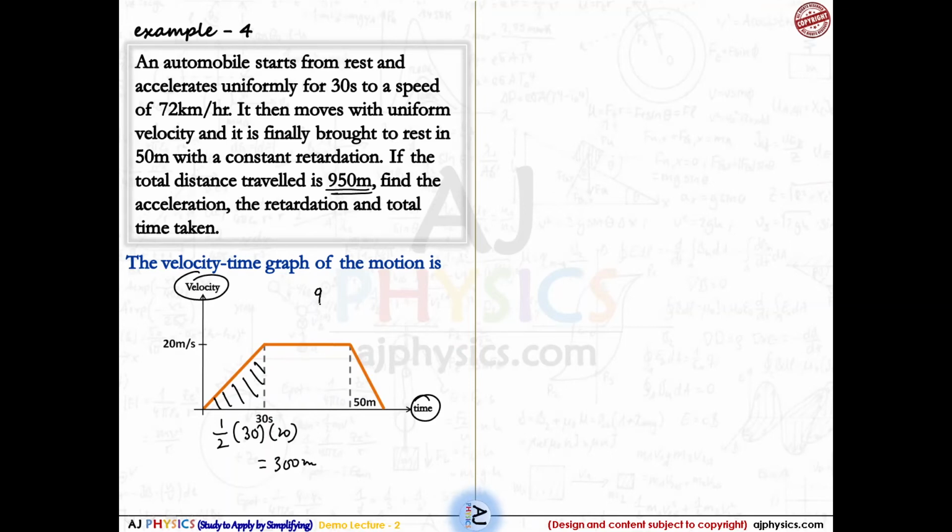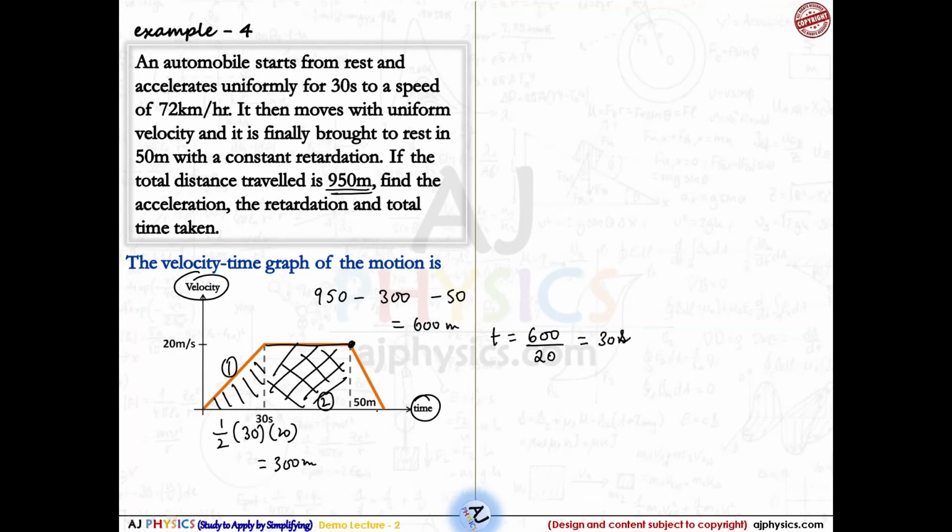So this will be like 950 minus 300 and minus 50. So you will get this particular distance, the distance in the second region. So this is the first region, you can mention this as second region. So this will be 600 meter. Okay, and it is moving with a constant speed. So what will be the time? The time will be 600 divided by 20. So this is 30 seconds. Fine.